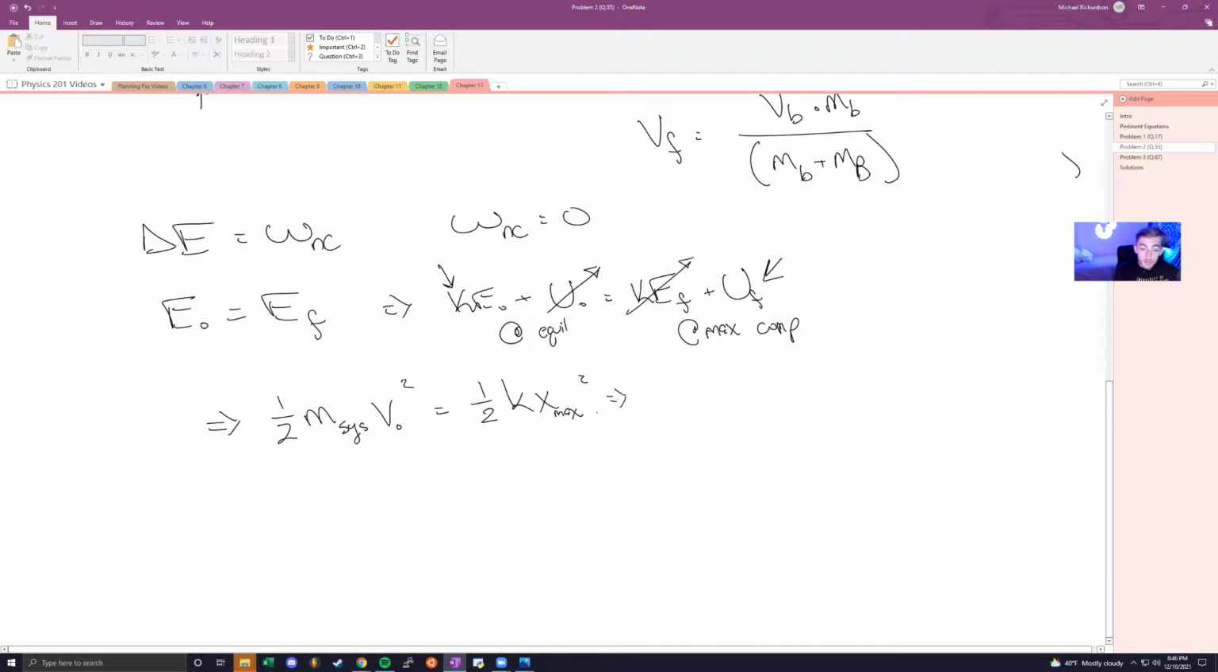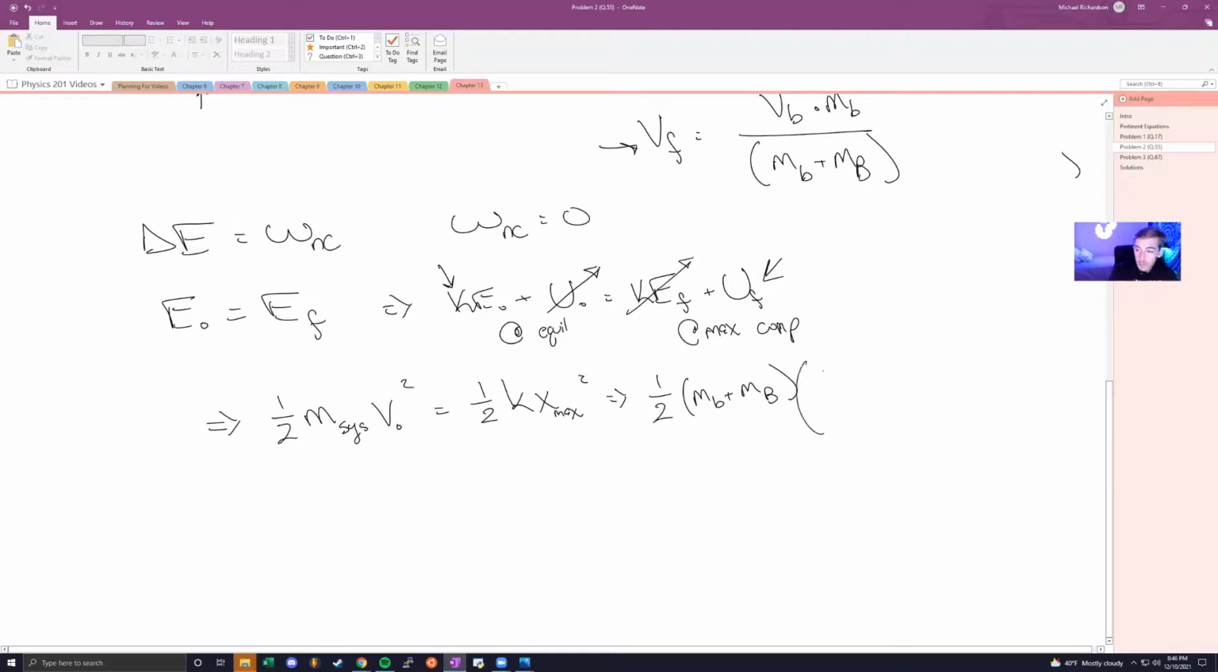Okay, so what's our mass of our system? What's our V naught? And what's our X max? So writing this in terms of the things we already do have, the mass of our system is going to be the mass of our block plus the mass of our bullet. Our V naught is going to be the V final that we got from the collision.